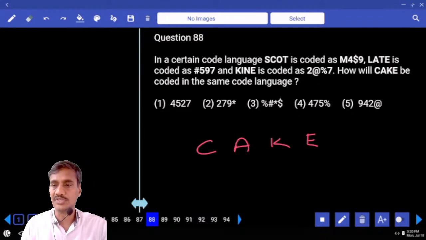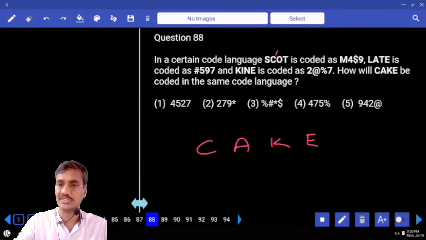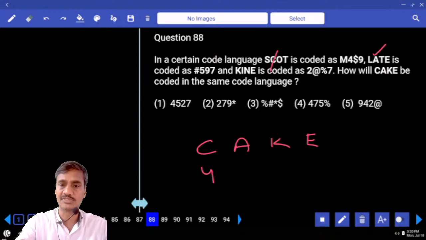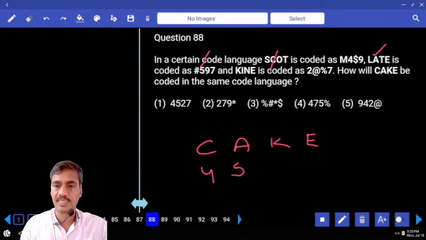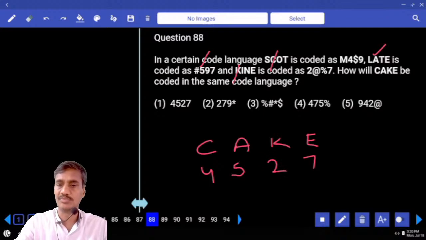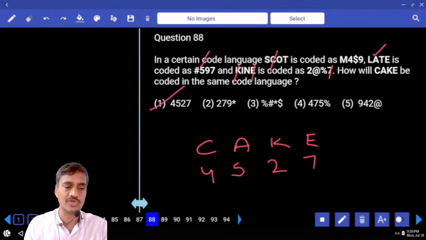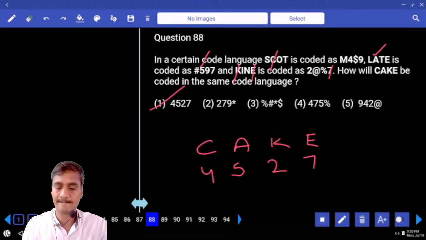Now, CAKE, where is C here? C is at the second place in Scott, and 4 is at the second place. And A, in the word late, A is at the second place, here 5 is at the second place. And next one K, K is at the first place, 2 is at the first place. And E is at the fourth place, and 7 is at the fourth. So 4, 5, 2, 7, choice 1, question number 88.